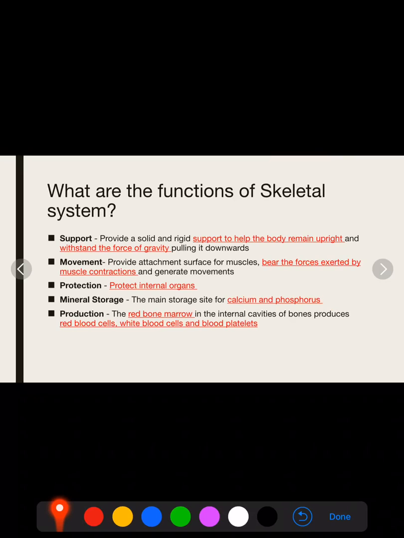The last one is production. Inside the bones, you can find some red bone marrow. The red bone marrow produces red blood cells, white blood cells, and also blood platelets.